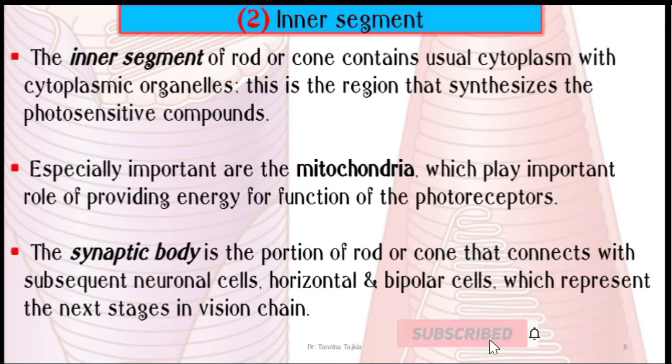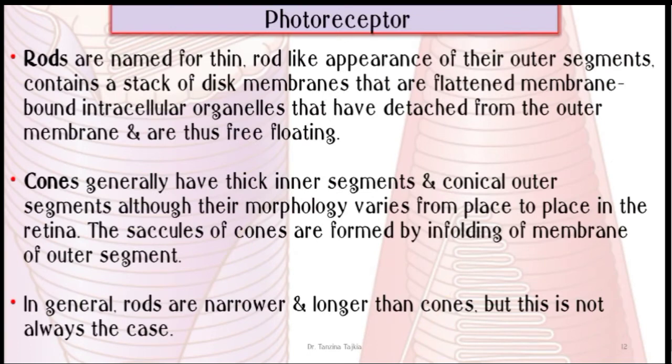Secondly, the inner segment. The inner segment of rod and cone contains the usual cytoplasm with cytoplasmic organelles. This is the region that synthesizes the photosensitive chemical. Especially important are the mitochondria, which play an important role in providing energy for the functions of photoreceptors. The synaptic body is the portion of the rod and cone that connects to the subsequent neural cells, the horizontal and bipolar cells, which represent the next stage of the vision chain.